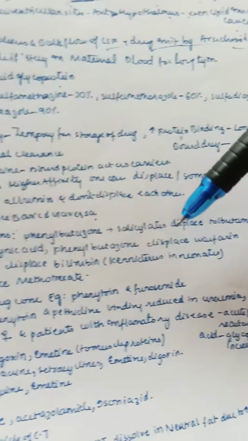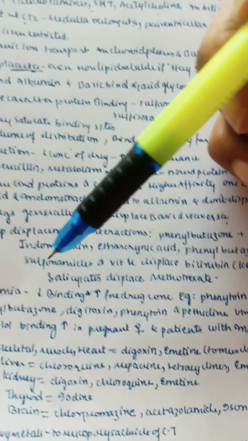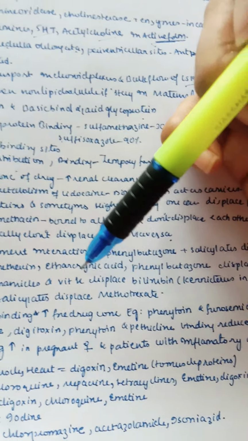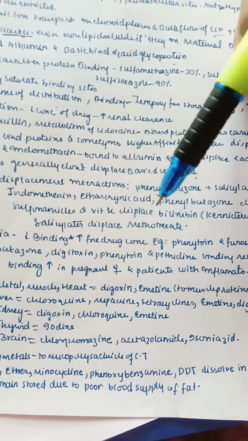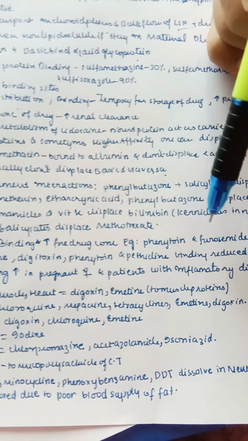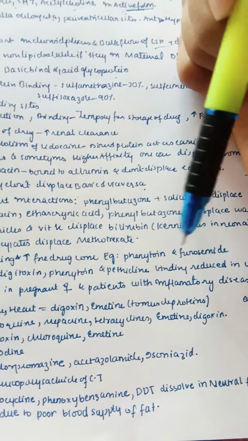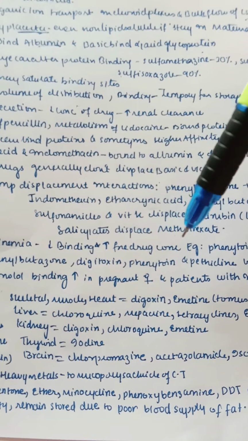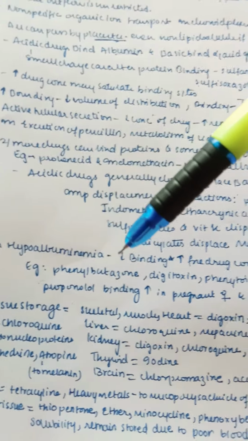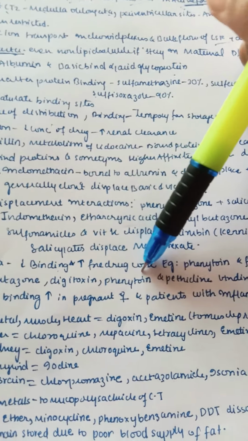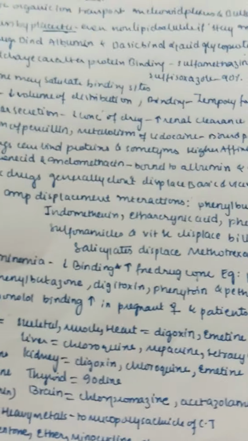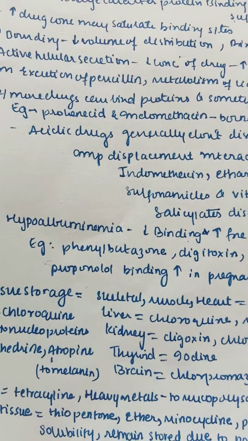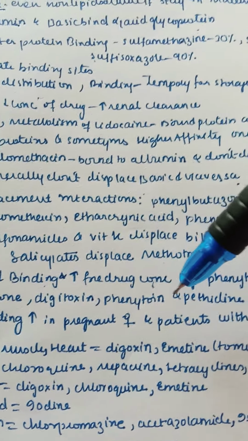Important interactions are like phenylbutazone with salicylates displacing tolbutamide, indomethacin, ethacrynic acid and phenylbutazone displacing warfarin, and sulfonamides and vitamin K displacing bilirubin, causing kernicterus in neonates. Salicylates displace methotrexate. In hypoalbuminemia, there is decreased binding and increased free drug concentration. Examples are phenytoin and furosemide, and also phenylbutazone, digitoxin, phenytoin.